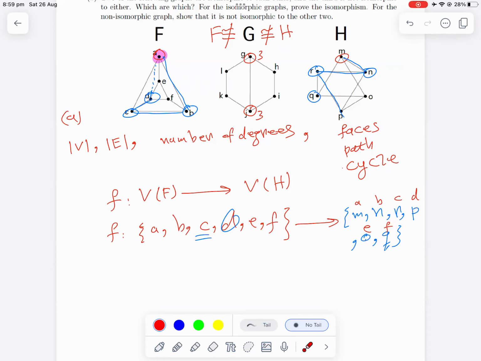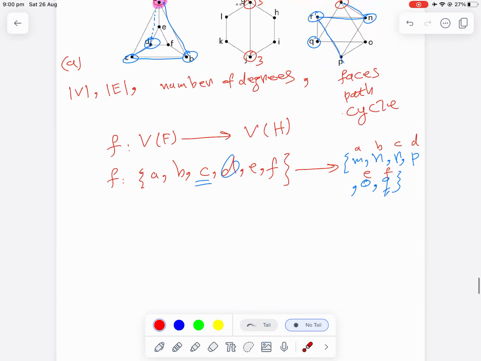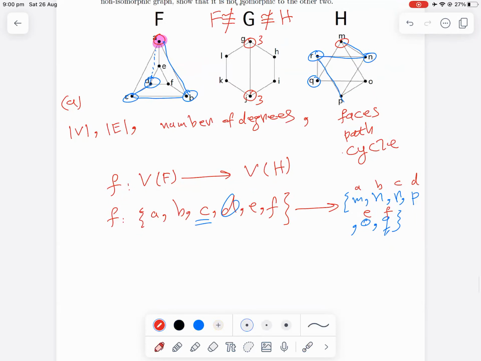And what else do I have? Can I check O? So O should have a connection with E. Each have a connection with D and F. So O should have a connection with Q, this one with Q, and should have a connection with P. Yes, that's right. So that's now right. That's all. So this is really now right.